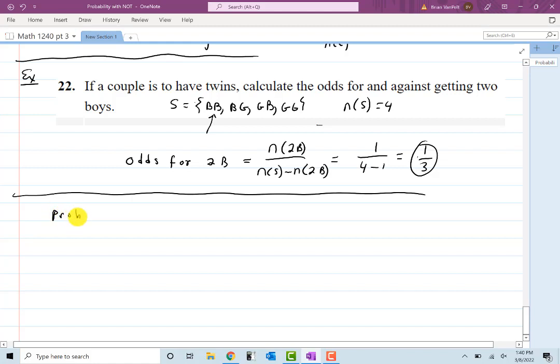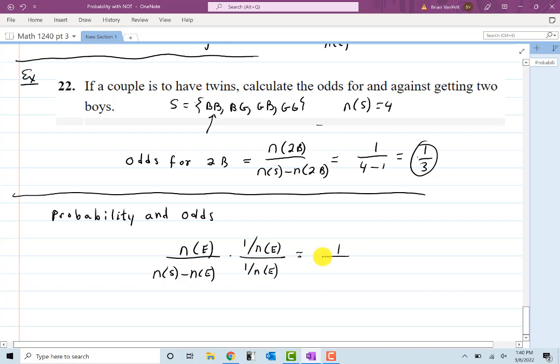Now, probability and odds. So let's take a look at our odds for an event. n of E all over n of S minus n of E. What I'm going to do is multiply the numerator and denominator by 1 over n of E. What happens when I do that is I get a 1 in the numerator, but in the denominator, I'll get n of S divided by n of E minus 1, which equals 1 over, and then n of S over n of E, if you remember, that's 1 over the probability of E.